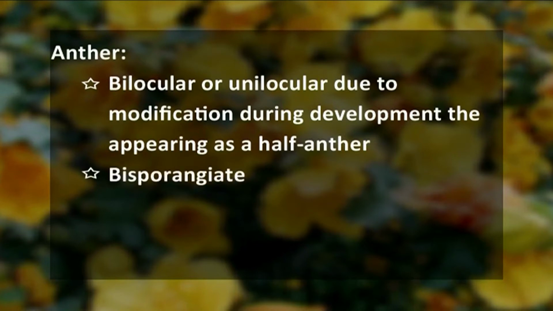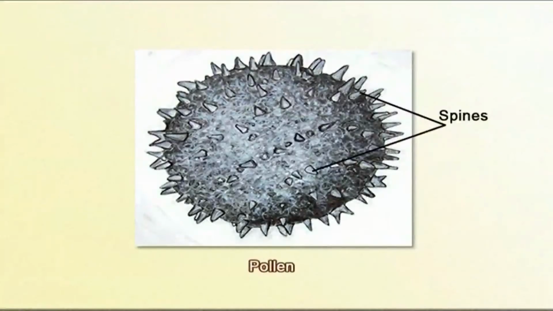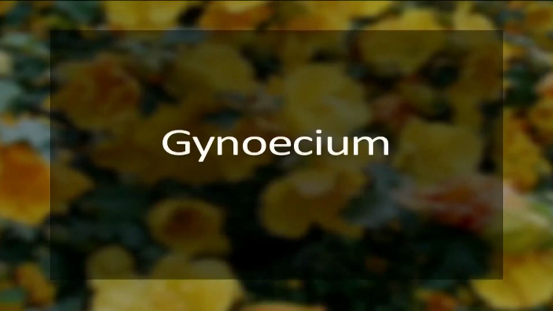The anthers are bisporangiate, they are introrse, and the dehiscence is either longitudinal or it can be poricidal. The pollen grains are large and with spines. That's why we call them spinulose. These pollen grains are tricolporate, triporate, or sometimes they can be multiporate. Now the female part of the flower, that is called gynoecium.